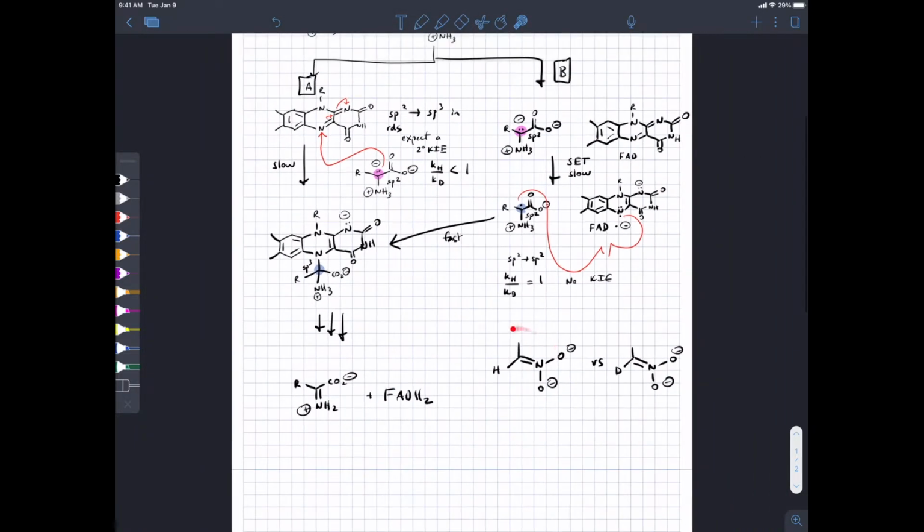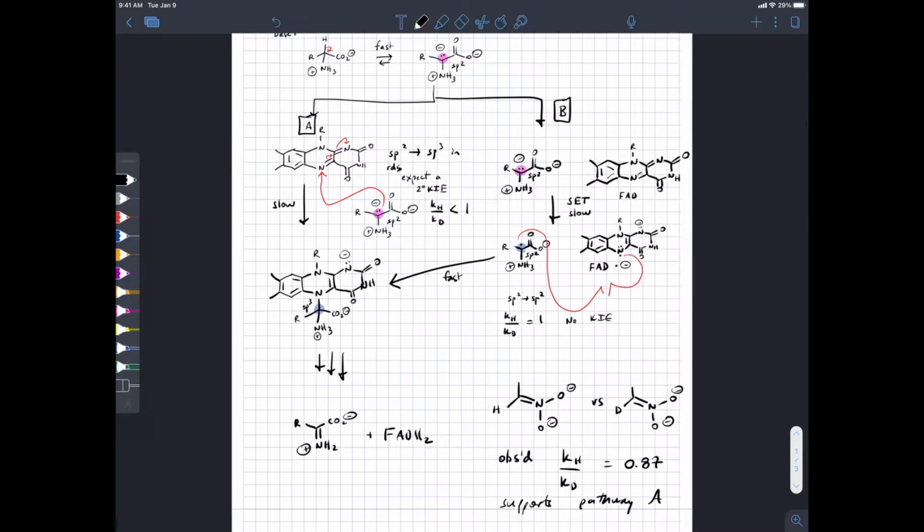They must have known that something like this could work. Notice that this portion of the molecule mimics the carboxylic acid, and in place of the amino group you have a methyl group, and in place of the R group you have a hydrogen versus deuterium. But what they observed when they did this experiment for the rates is the following kinetic isotope effect, which supports pathway A and indicates that, at least for this reaction, it's probably not single electron transfer.